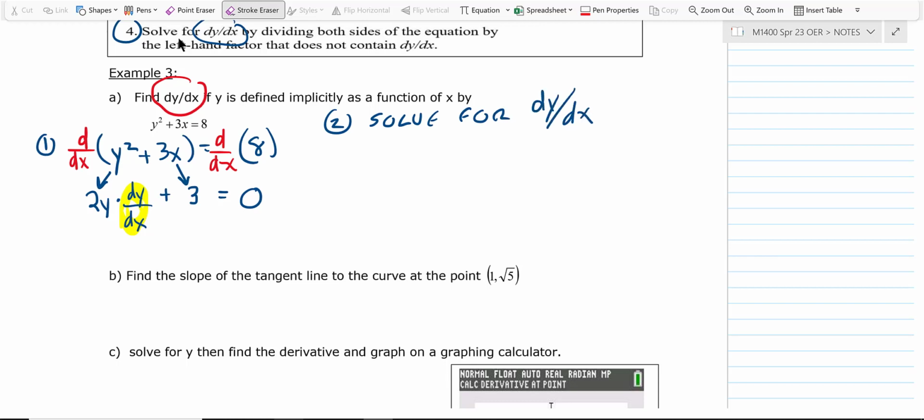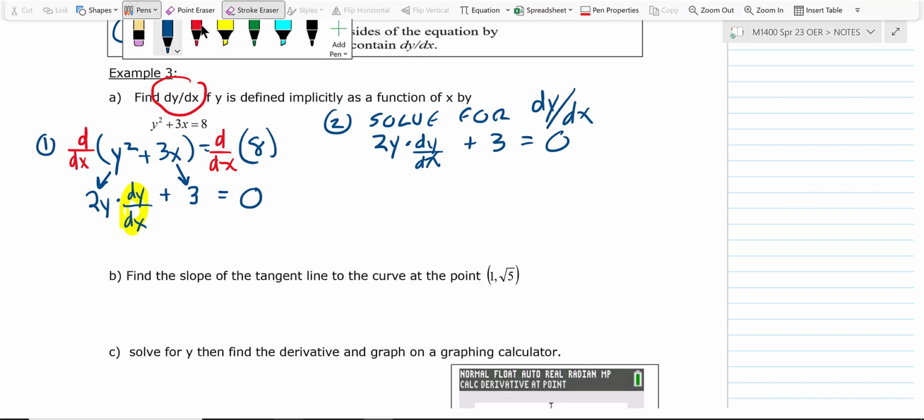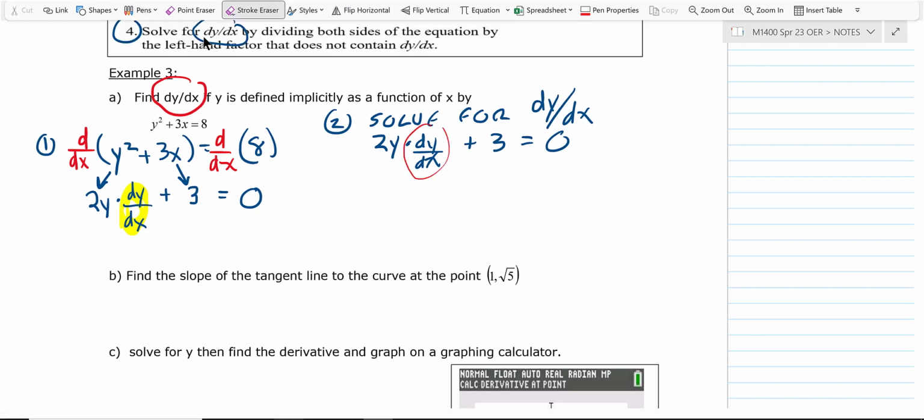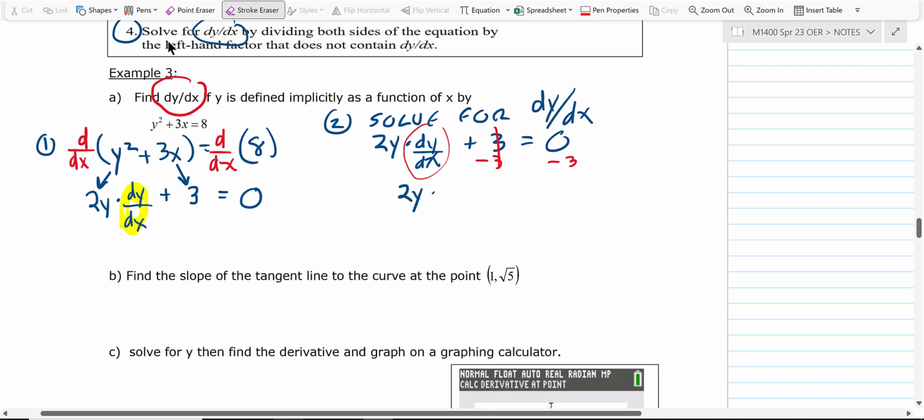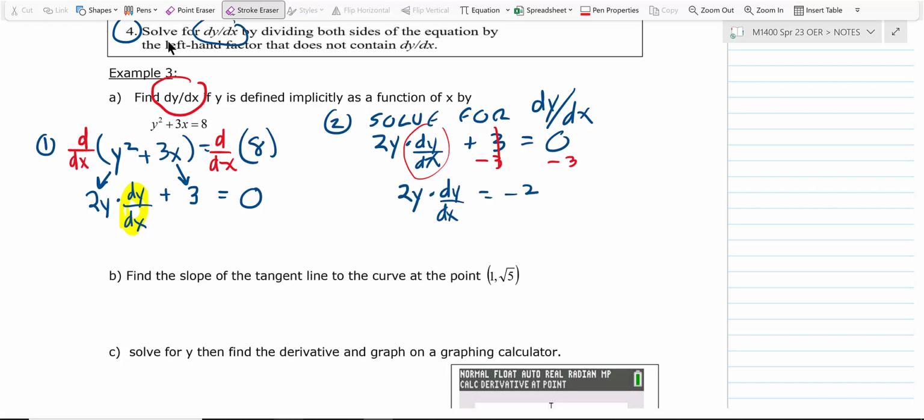A lot of times you'll do this 100% in your head without having to show any steps. Okay. So really what you're doing here is you're isolating this by itself. It's just like solving an equation. You get rid of 3, right? You subtract 3 from both sides. And you can do that in your head. You don't have to write that step. So you do that, and then that's going to give you 2y times dy over dx equals -3.